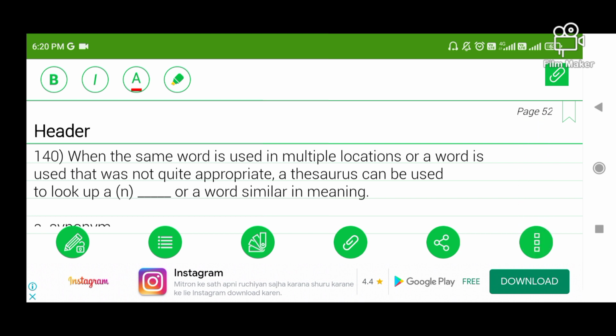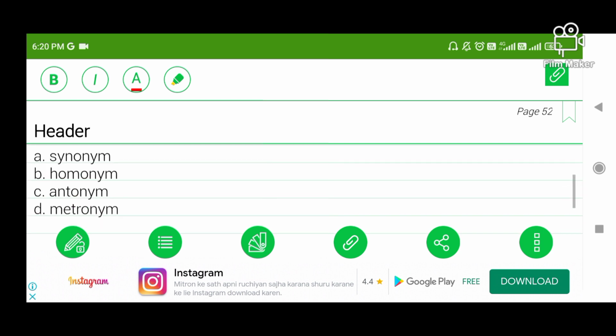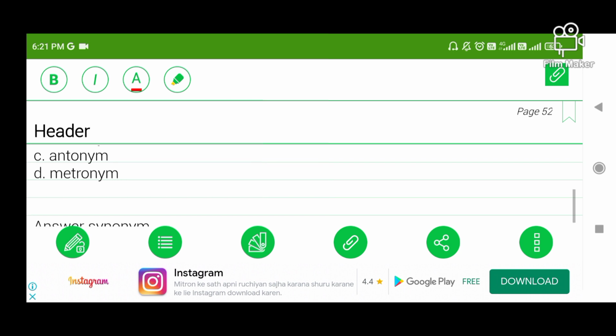140. When the same word is used in multiple locations or a word is used that was not quite appropriate, a thesaurus can be used to look up a blank, or a word similar in meaning. A. Synonym. B. Homonym. C. Antonym. D. Metronym. Answer synonym.